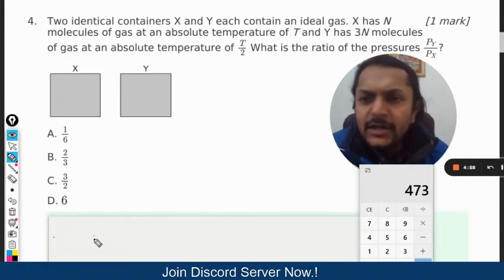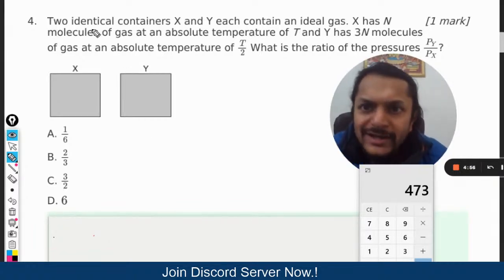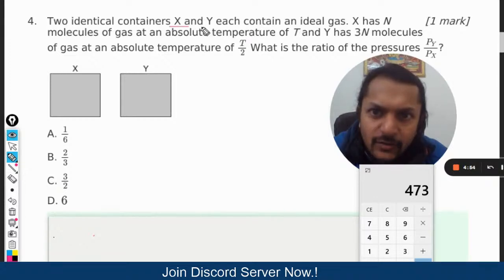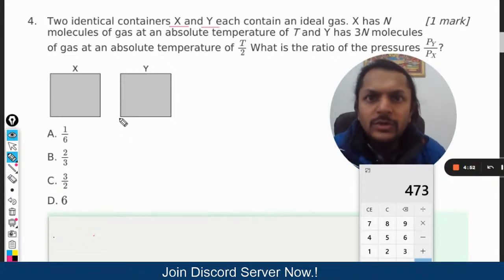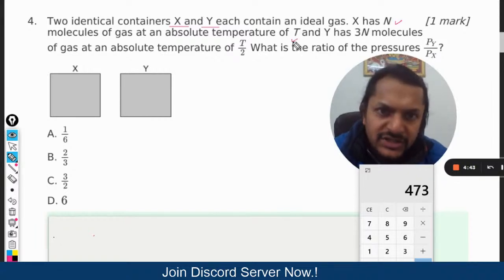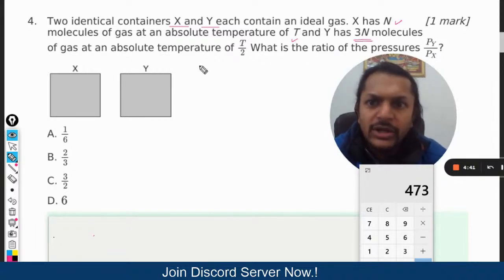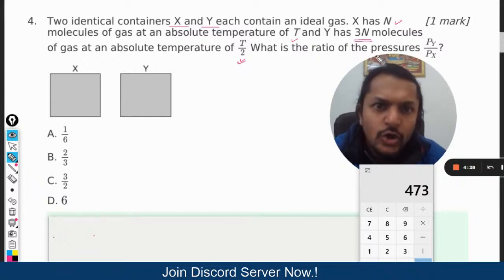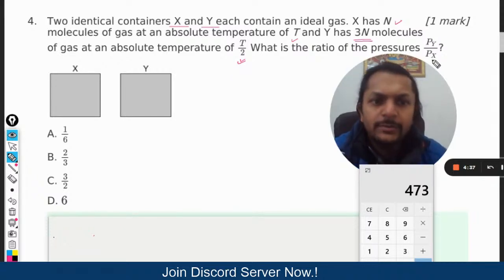Okay, dear student, let us see how to do this question now. Two identical containers, X and Y. It means volume will be taken same for both of them. Each contains an ideal gas. X has n molecules of the gas at absolute temperature T, and Y has 3n molecules at the temperature of T by 2. What is the ratio of their pressure?